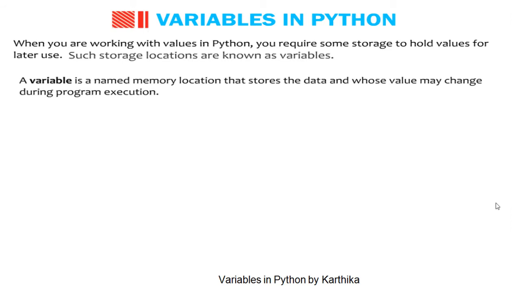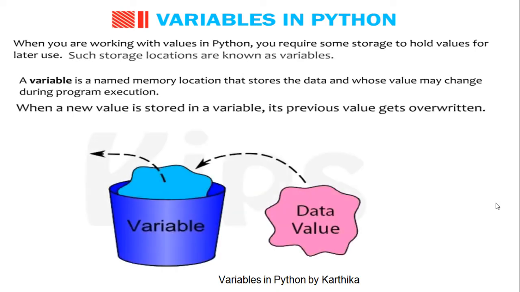The definition of a variable is: a variable is a named memory location that stores data and whose value may change during program execution. This is very important. The value of the variable may change during program execution, based on the instructions we are giving in the programming code. If you add a new value to the variable, the old value will be replaced and removed, and the new value will be stored. This is how it works.